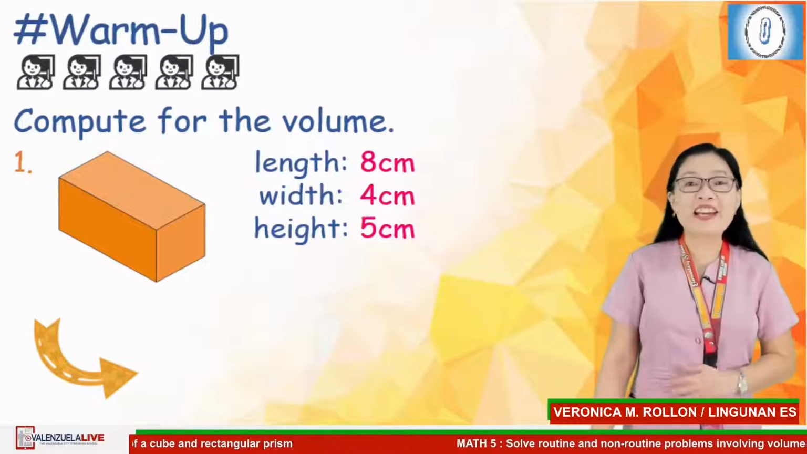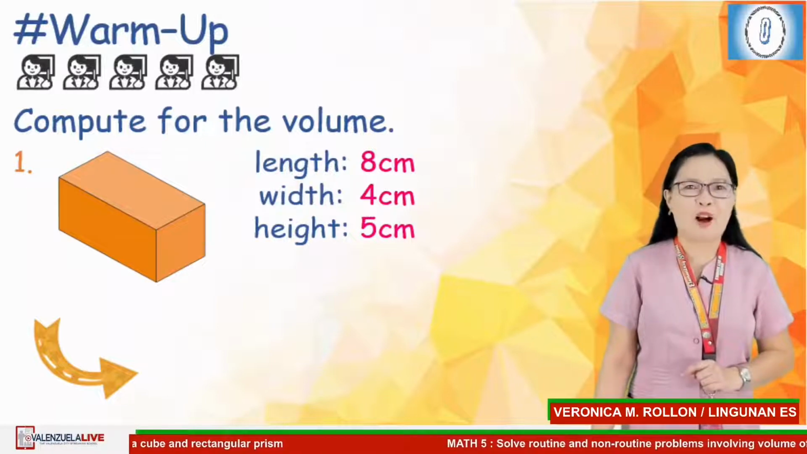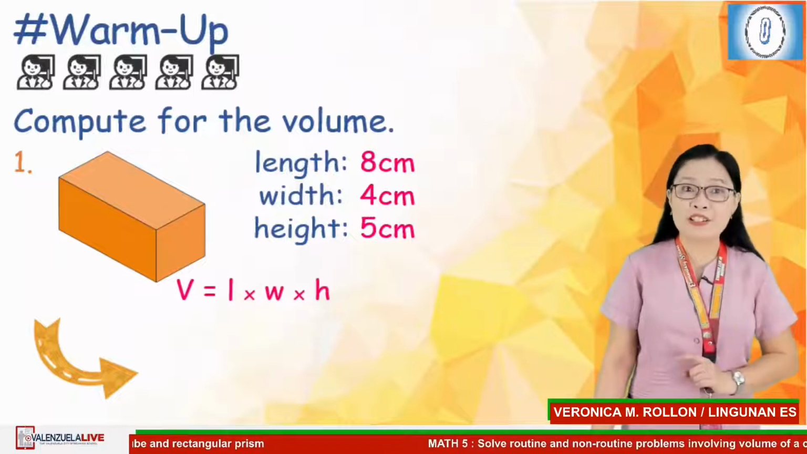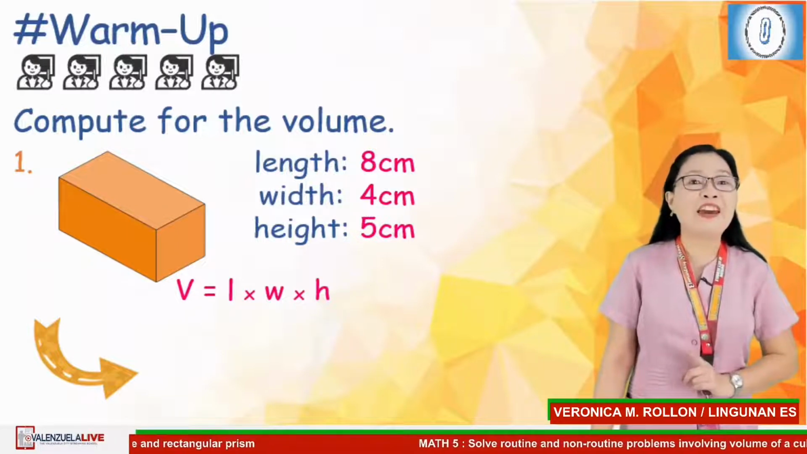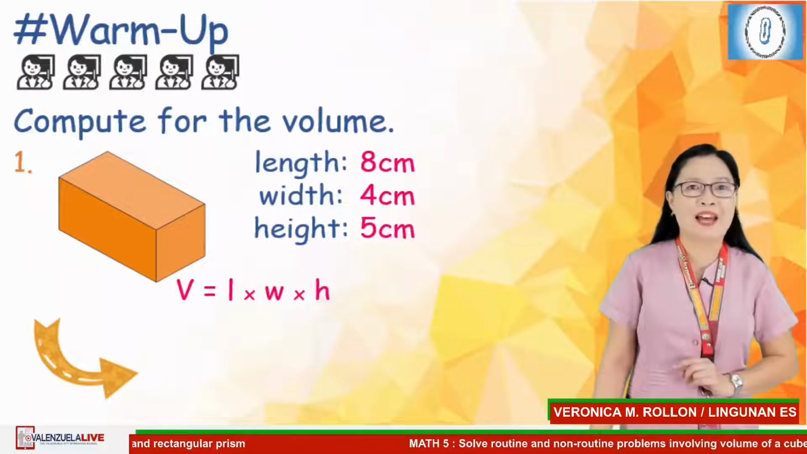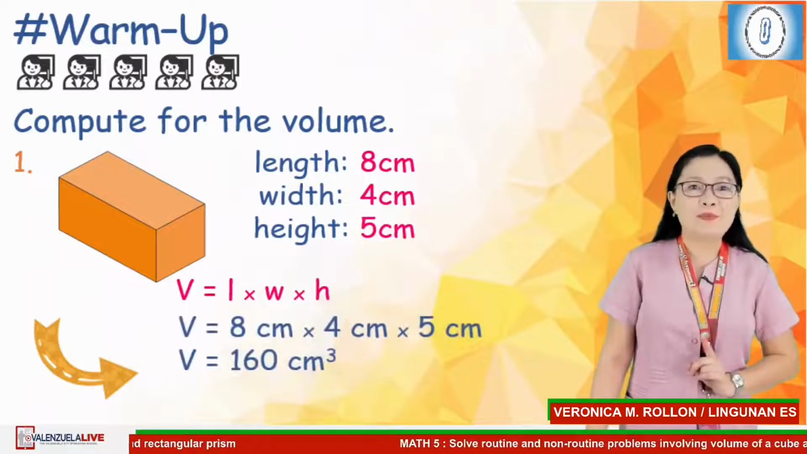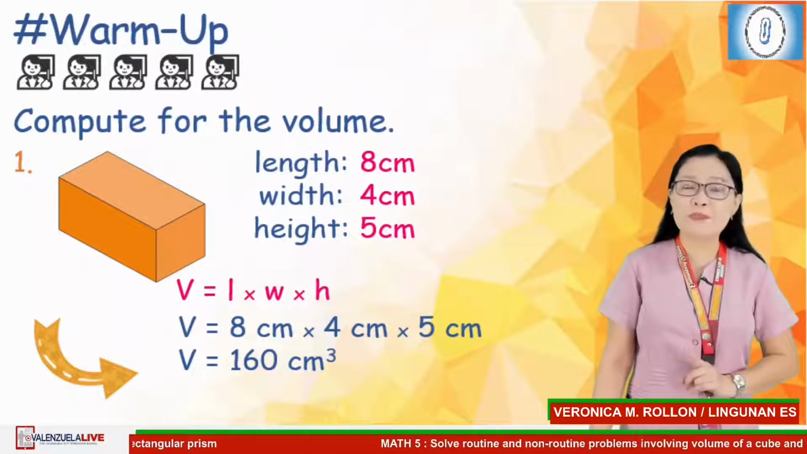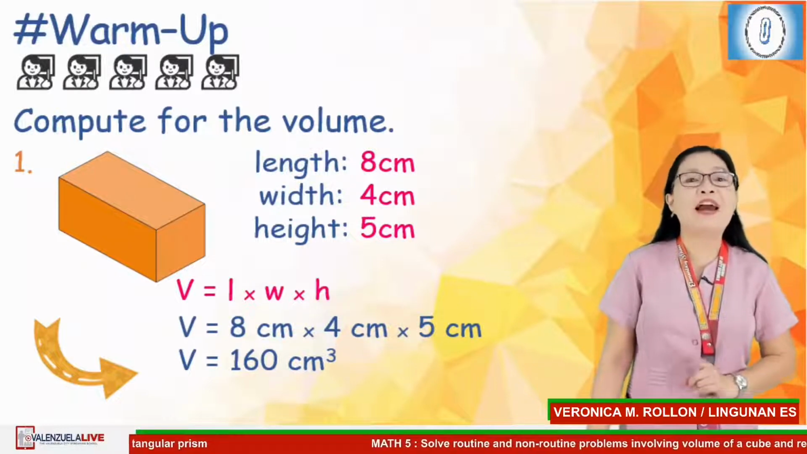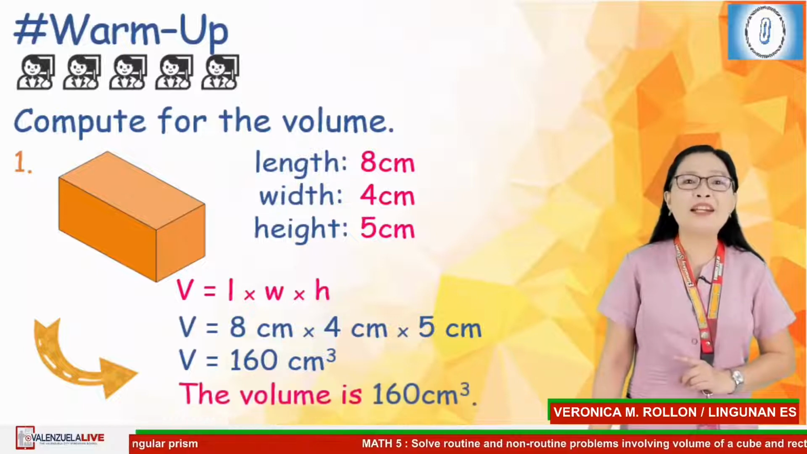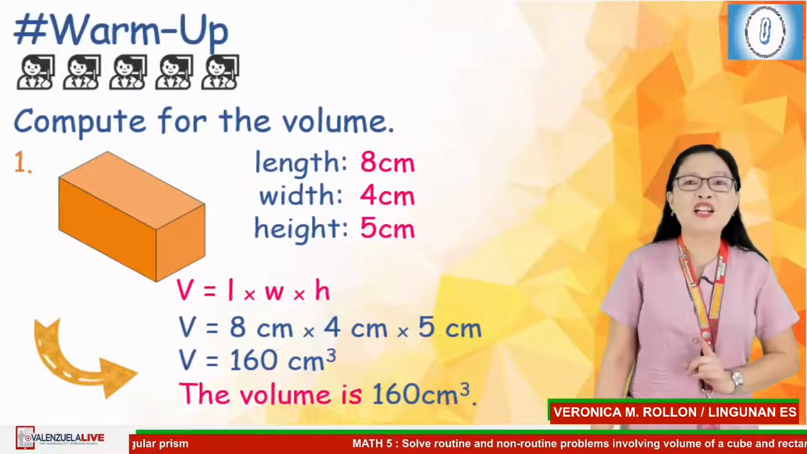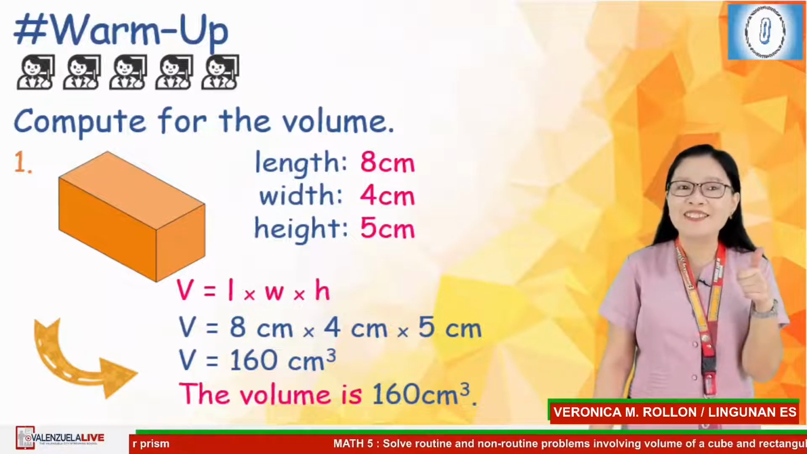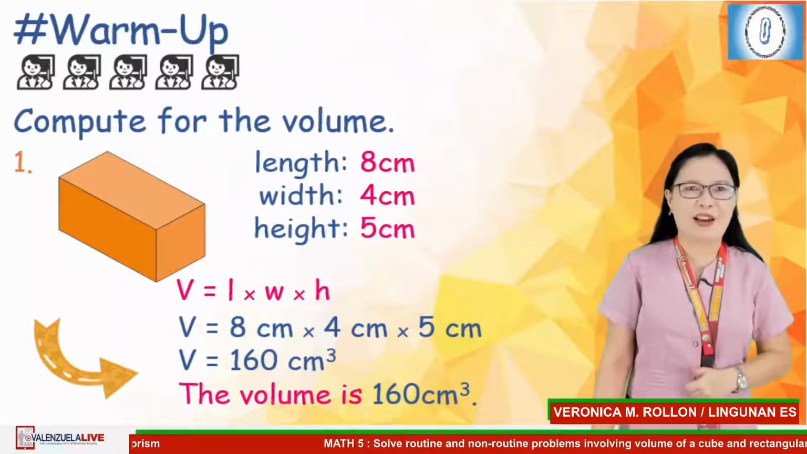All right, type in your answer now on the comment box. Now, the formula in finding the volume of a rectangular prism is V equals length times width times height. So, multiply 8 centimeters, 4 centimeters, and 5 centimeters. The answer is 160 cubic centimeters. Did you get the correct answer? You're amazing, grade 5 learners.